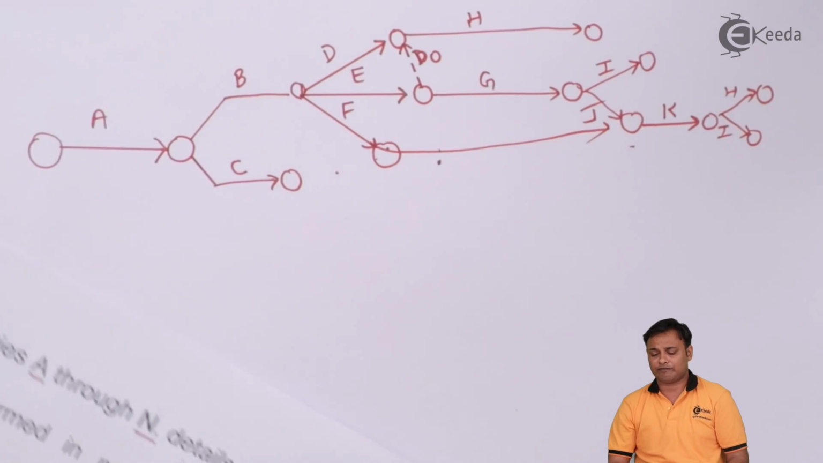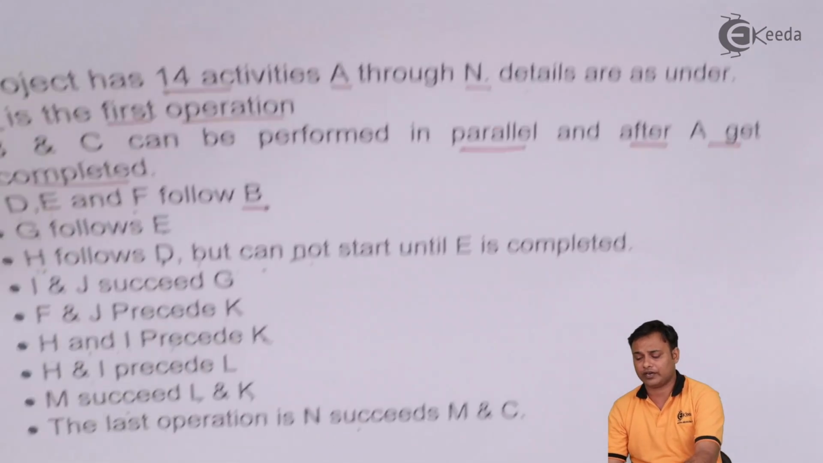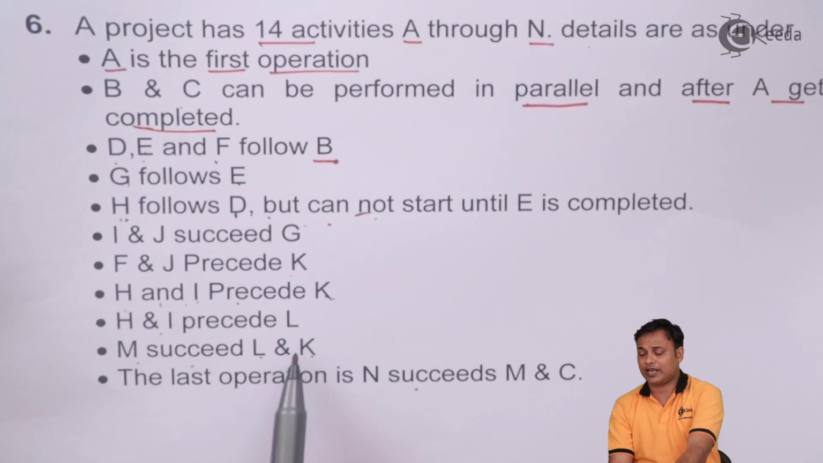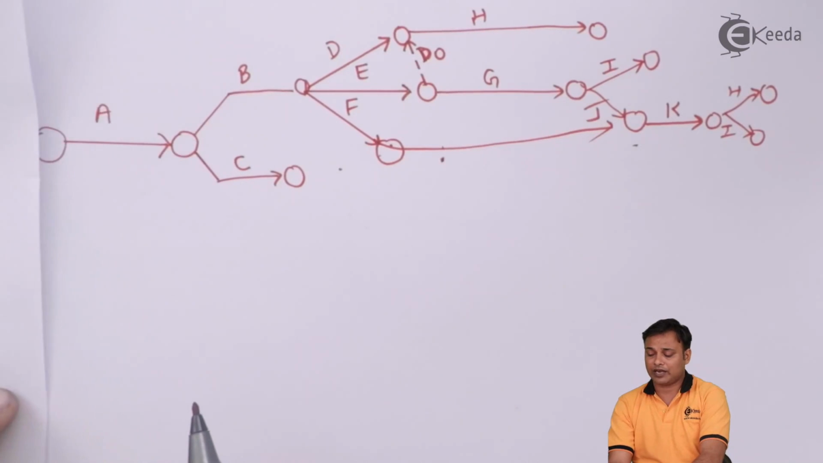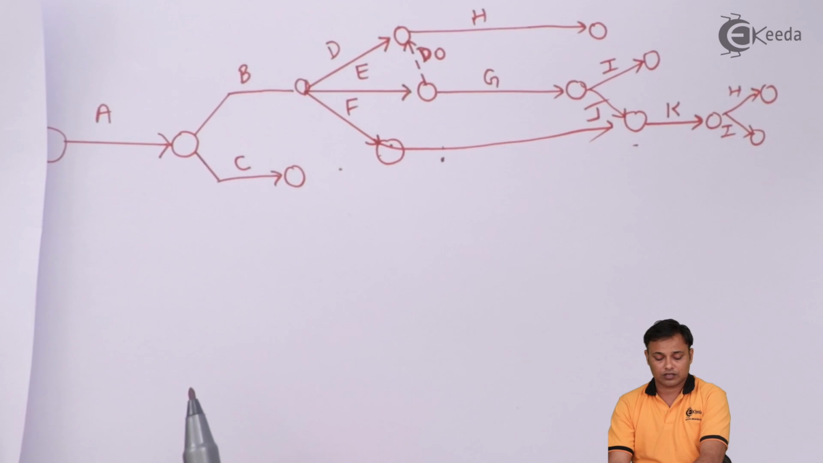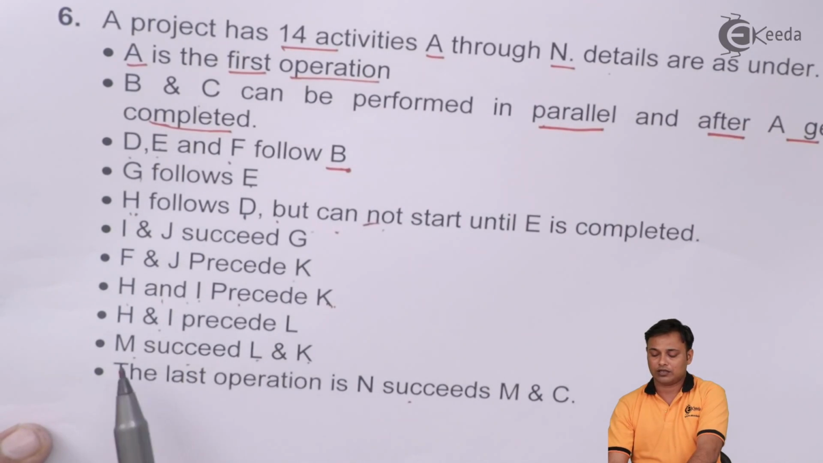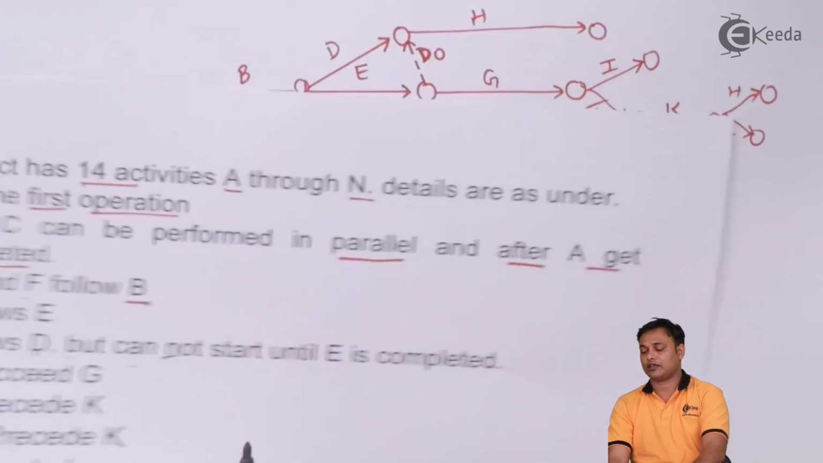So we are drawing in a rough manner right now. We'll make the fair one later. M succeeds L and K. Where is my L and where is my K? H and I precedes L. M succeeds L and K.